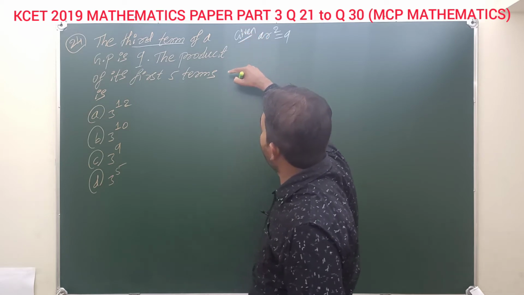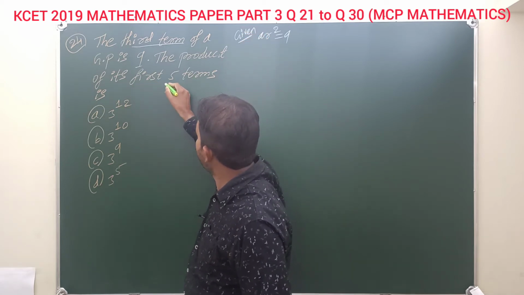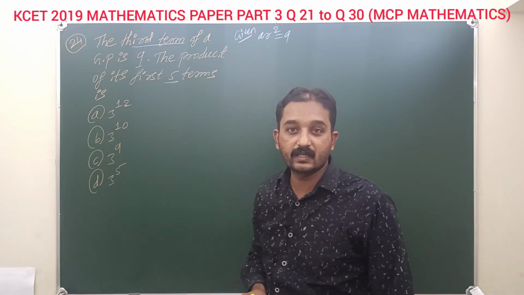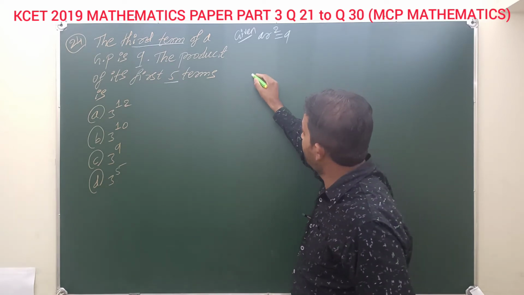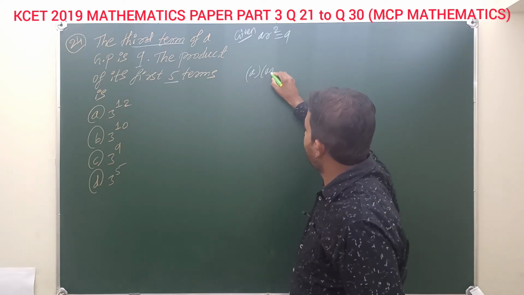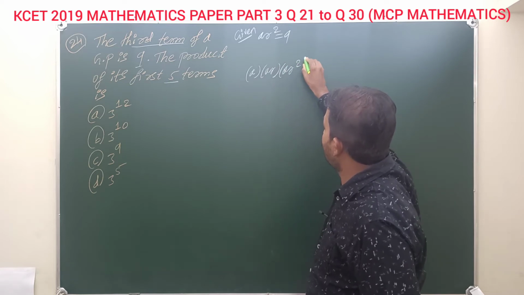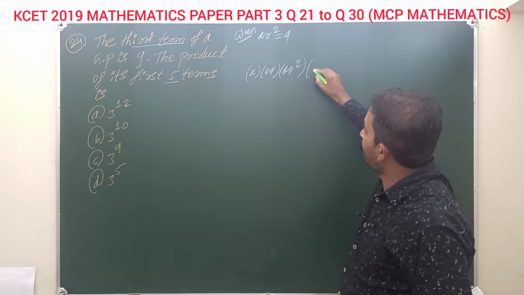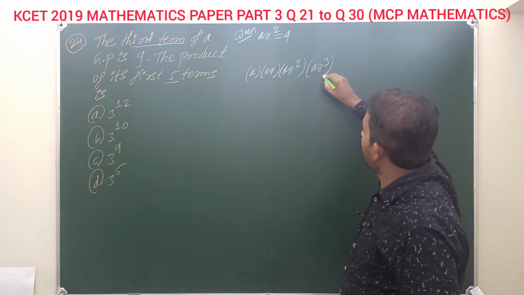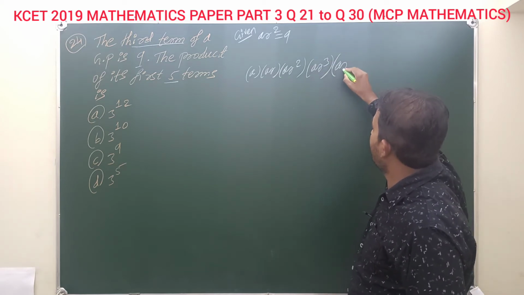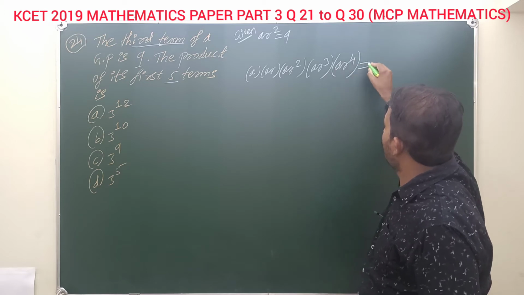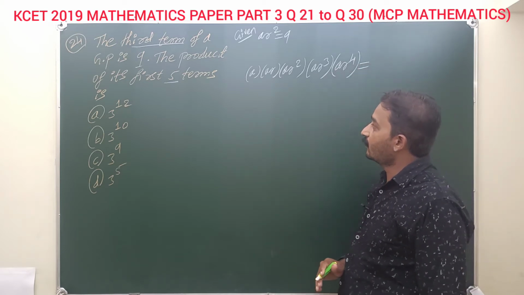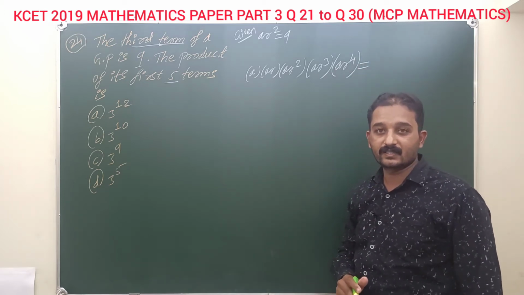Then we find out the product of its first 5 terms. What are the first 5 terms? First term A, second term AR, third term AR square, fourth AR cube, fifth term A into R to the power of 4. So what is the value of the product of these terms? This is required in this case.